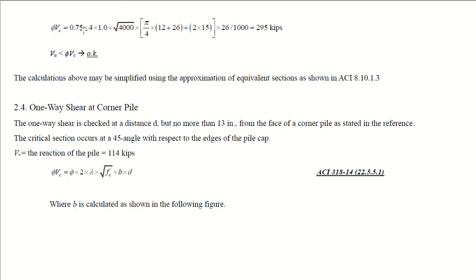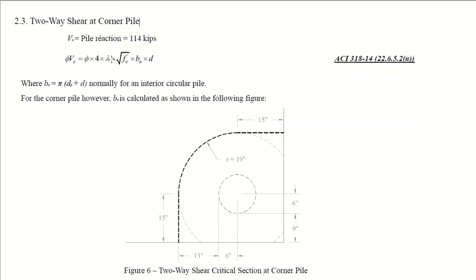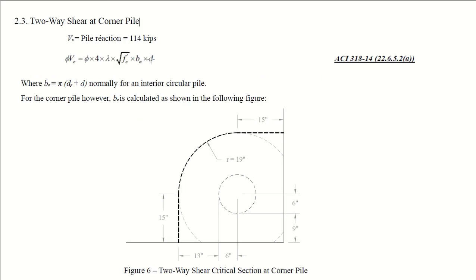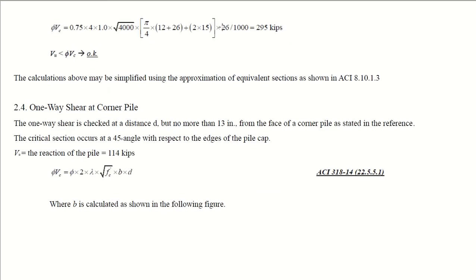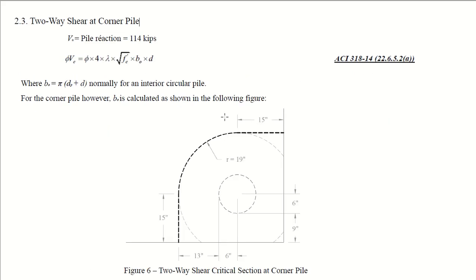See, phi 4 into lambda, lambda under root of f c prime, the d is the same, 26, right? So the difference is in the b naught, the critical parameter. So pi by 4 multiplied by 12 plus 26.